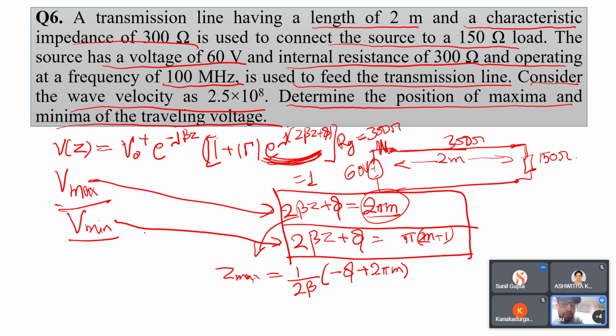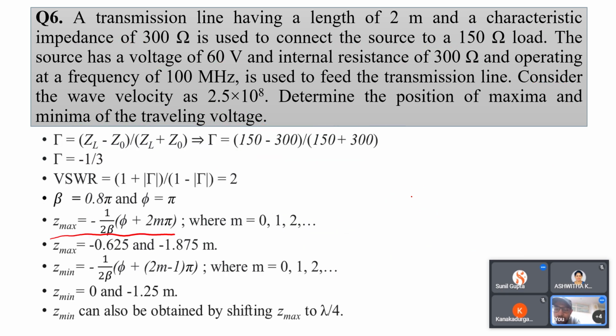Yeah, so basically m can be a positive or negative integer. It doesn't matter, because anyway the value becomes 0. Okay, so that's how you can use this equation to calculate the maximum value.